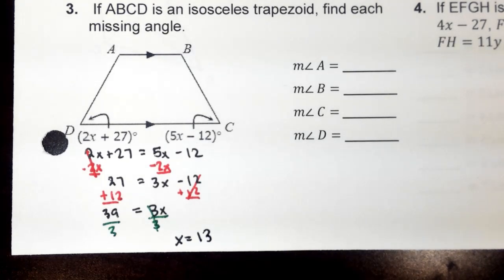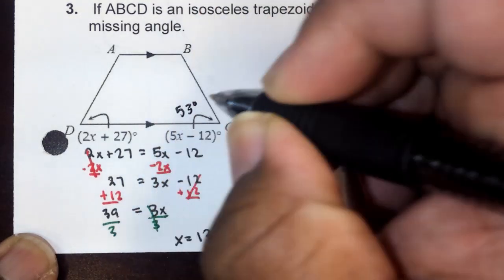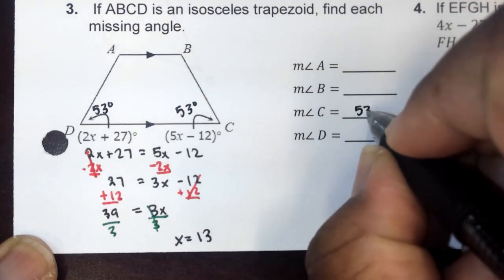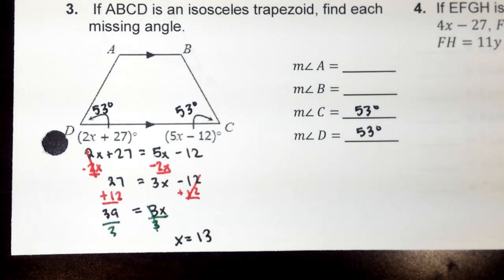After that, they want us to find all four missing angles. That shouldn't be hard for y'all. Let's start with angle C and D. I'm waiting on y'all. Yeah. You should plug back in. You should get 53. After that, Evangeline, what do you do to get angle A and angle B?